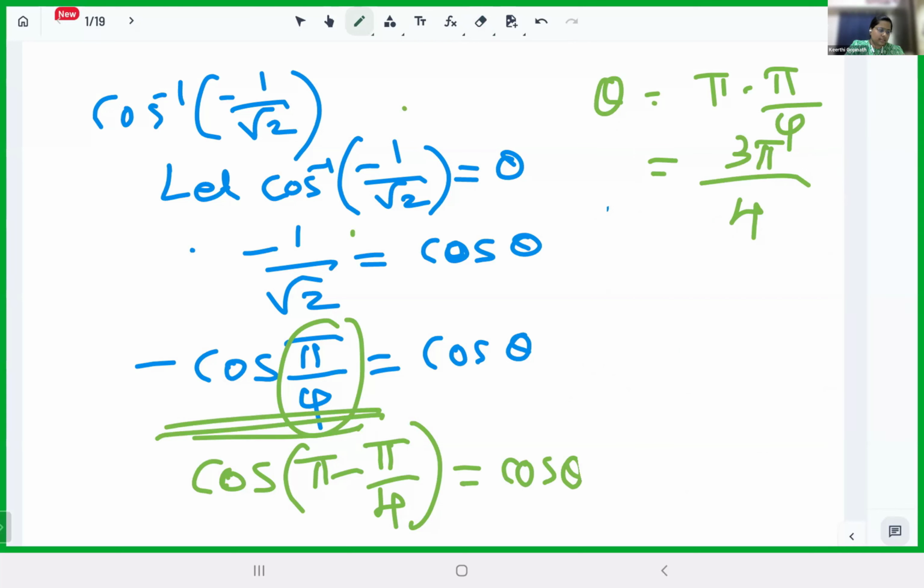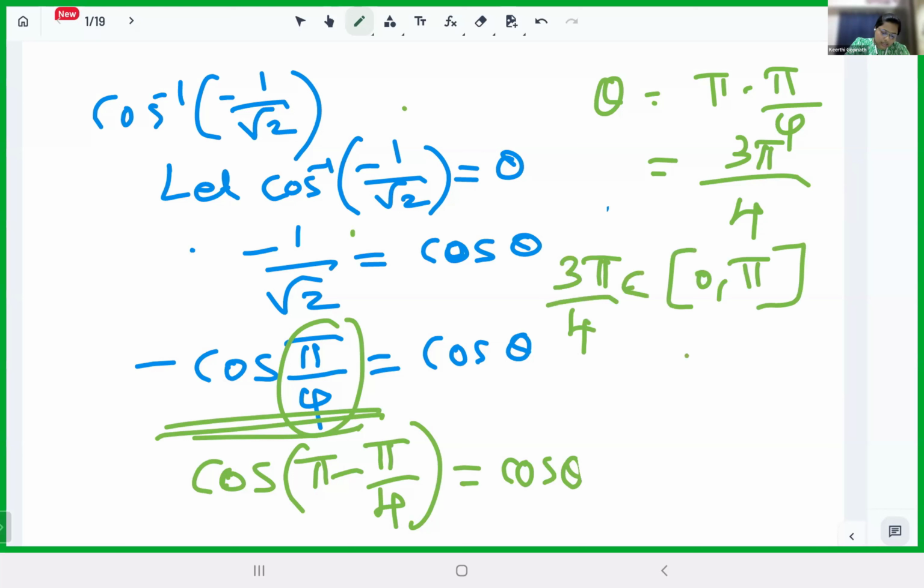We got the value as 3 pi by 4. Now we have to check whether this 3 pi by 4 belongs to the PVB of cos inverse, that is, whether this theta belongs to the principal value branch of cos inverse. So what was the principal value branch of cos inverse? It is nothing but the closed interval 0 to pi. So 3 pi by 4 belongs to this, right?